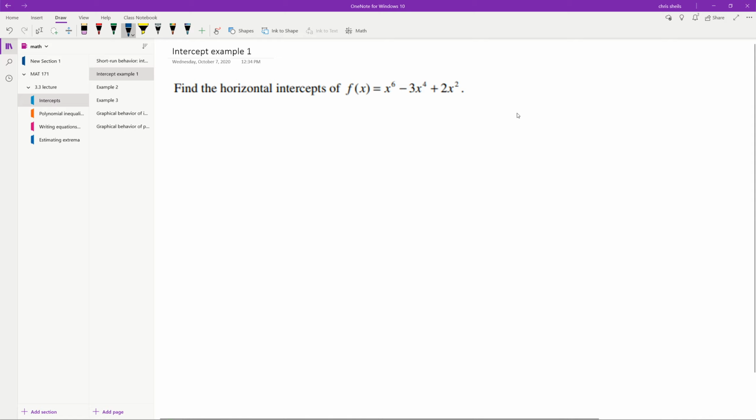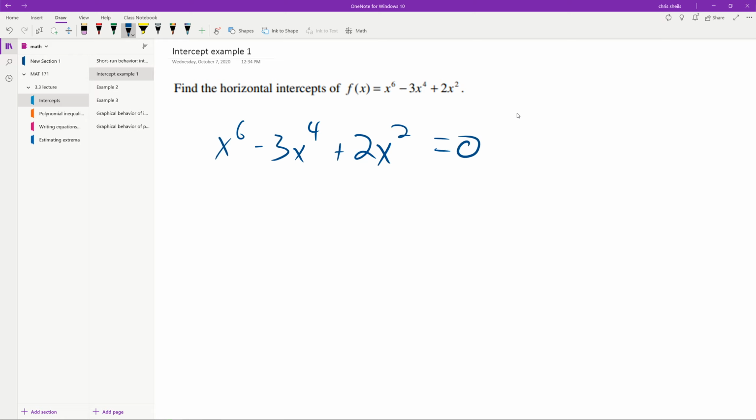Let's find the horizontal intercepts of this polynomial. So first I want to set this polynomial equal to 0. I'm solving for the inputs that give me an output of 0. And now I can attempt to factor this polynomial. So I'm going to factor an x squared out of everything, giving me x to the 4th minus 3x squared plus 2 equals 0.